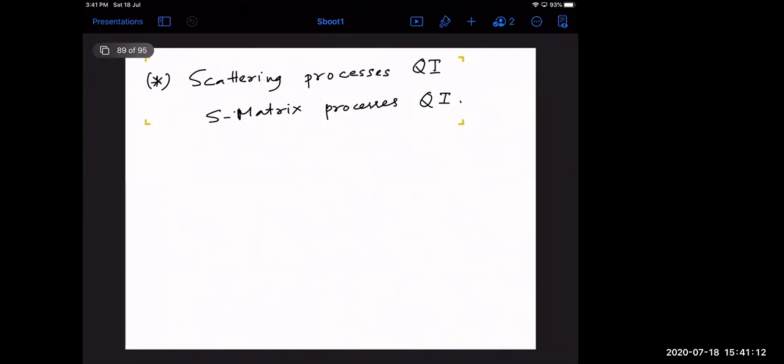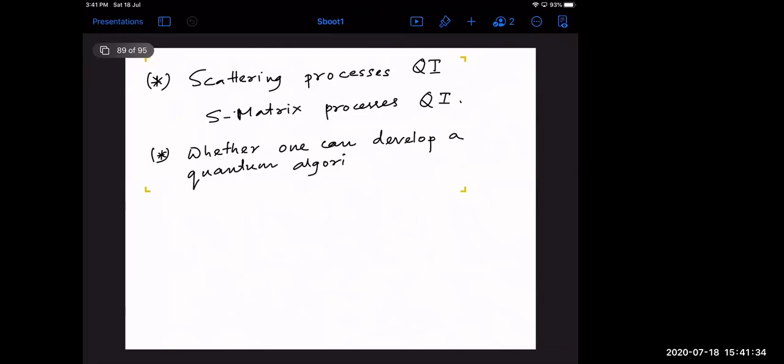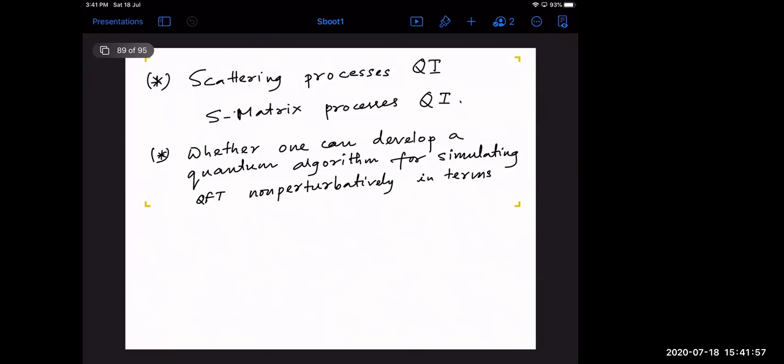But that makes me wonder whether one can develop a quantum algorithm for simulating QFT non-perturbatively in terms of the S-matrix. What I mean by this is the following.